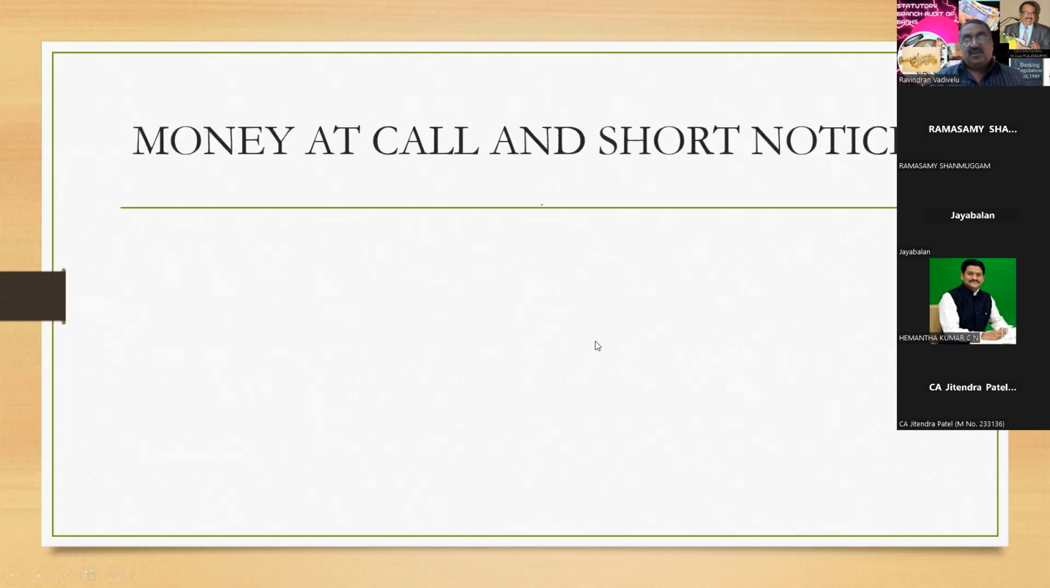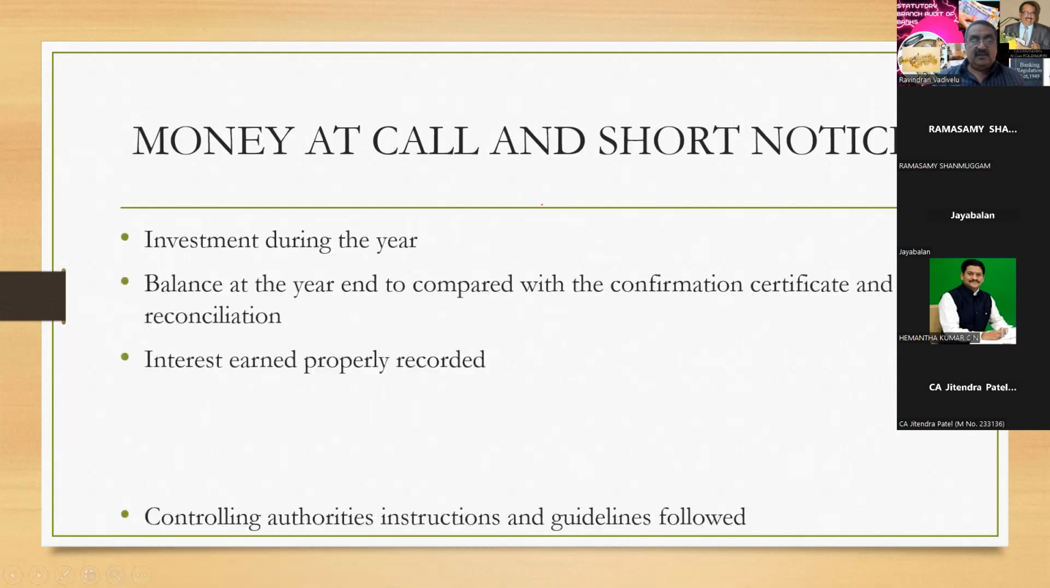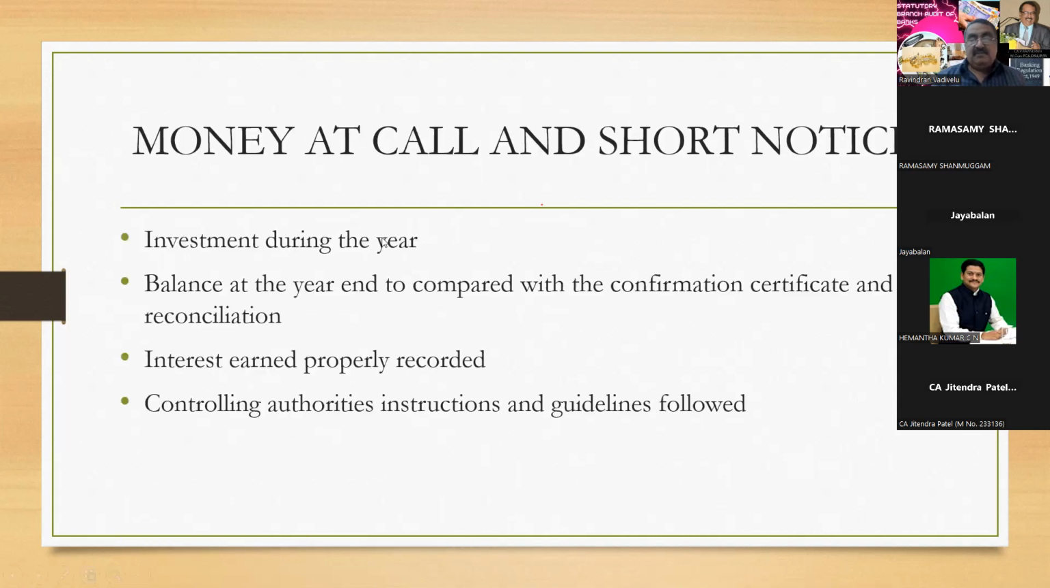Next one is money at call and short notice. Normally, it will not be available at the branches where we are going for audit. But anyhow, we have to see the following points. That is investment made during the year. It is nothing but a short-term lending, say for 7 days, 10 days. Sometimes a branch has some excess fund and will go and make the deposit. Within short notice, within 7 days, you have to repay. For the investment during the year, just like a bank deposit, you have to get a confirmation certificate from the other bank where this investment is made.